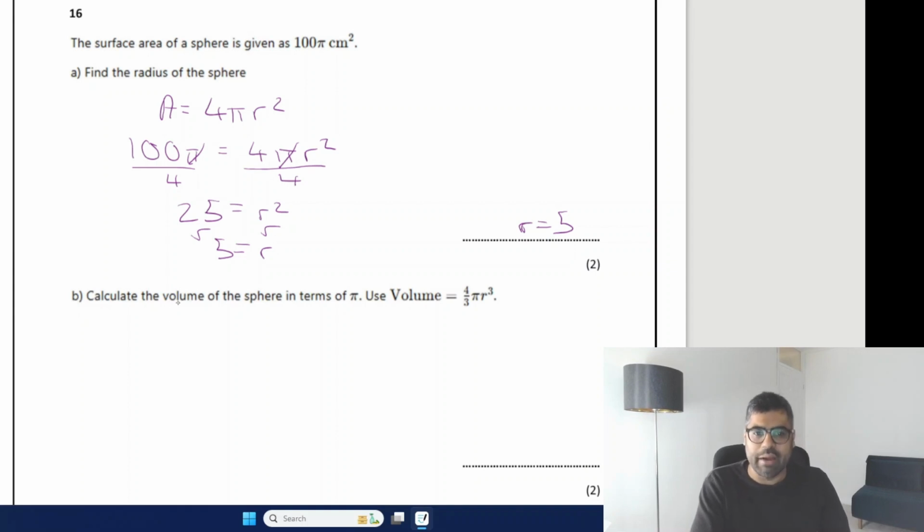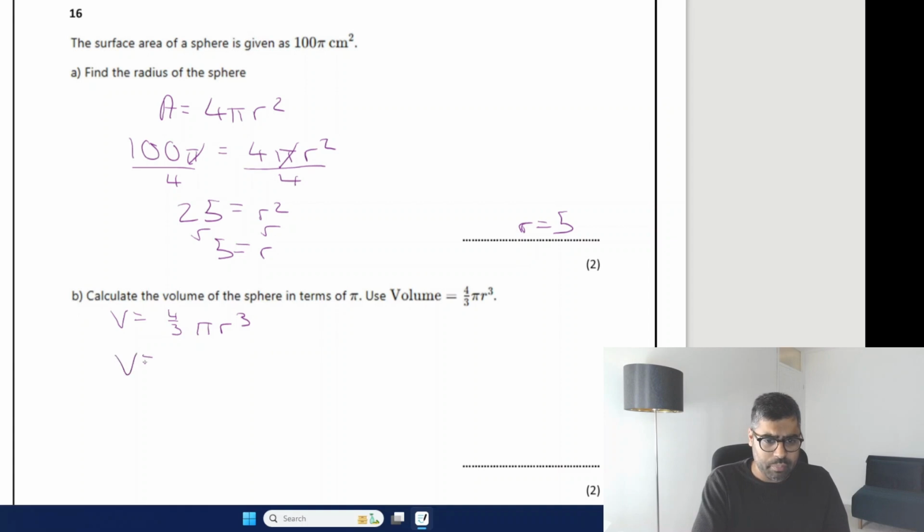Okay, next question: calculate the volume of the sphere in terms of pi. Use volume equals 4 over 3 pi r cubed. So in this case, they've been very kind to us. They've given us the formula, but I still expect you to know what this is. So we have volume equals 4 over 3 pi r cubed. Now, even if you've got the value of the radius wrong from part A, you'll still get the following marks and be able to do this. So don't worry too much if you got part A wrong.